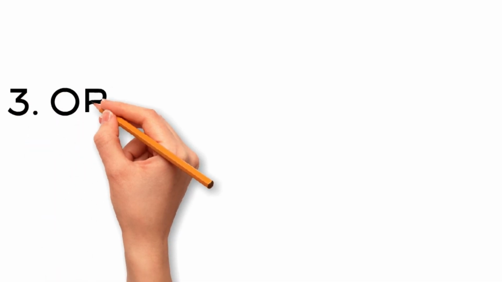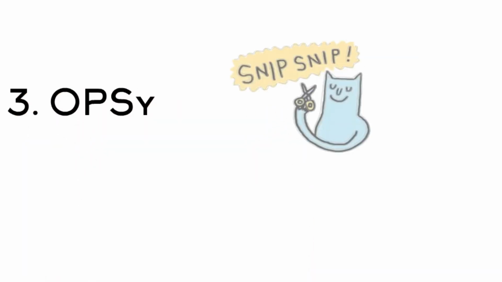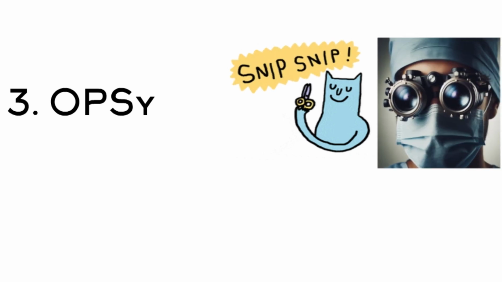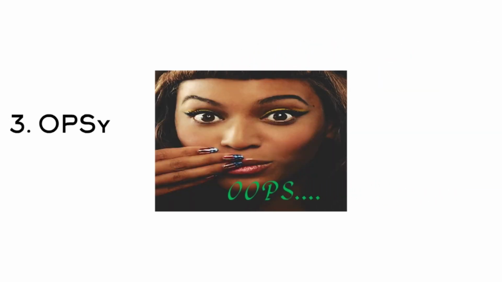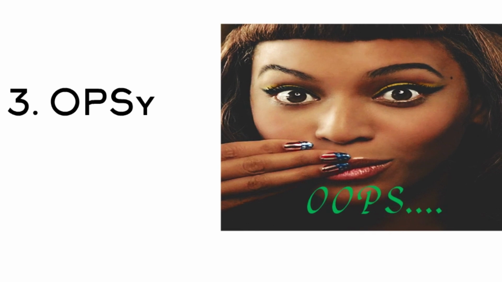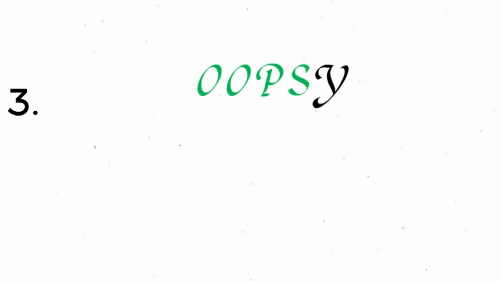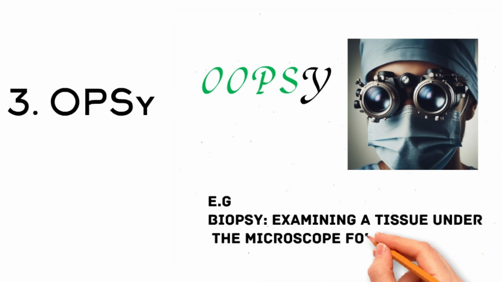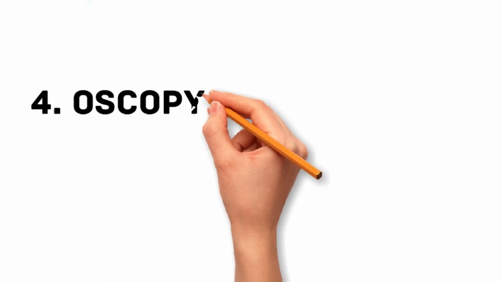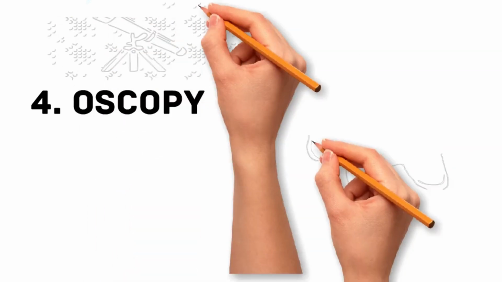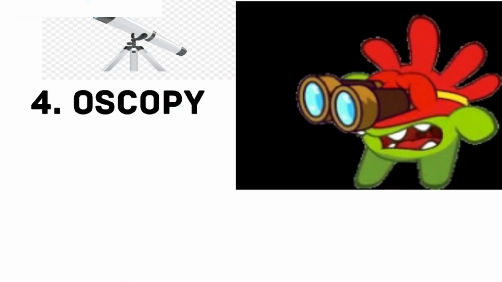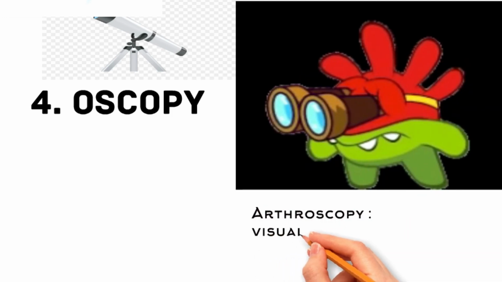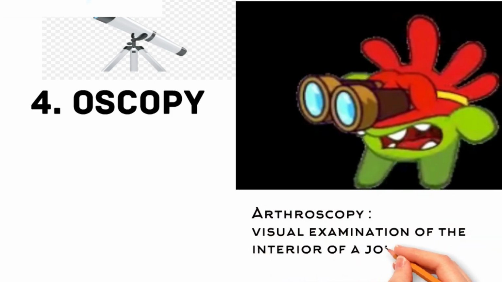3. Opsy. This is a surgical procedure of incising and taking a look at a deep area. Oops. I saw the answer, oops. I saw that, so remember opsy for looking into an area surgically. Example, biopsy, examining a tissue under the microscope for diagnosis. 4. Oscopy. The word itself is already a giveaway. This is the act of taking a look into an area with the help of a scope. Example, arthroscopy, visual examination of the interior of a joint.